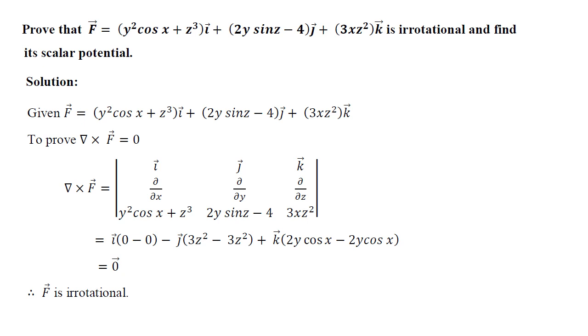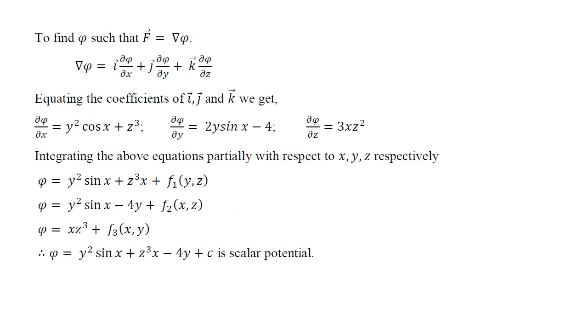So the cross product of del and f vector is going to be equal to i vector into 0 minus j vector into (3z square minus 3z square) plus k vector into (2y cos x minus 2y cos x). So obviously it is going to be equal to 0 vector. Thus we have proved that f vector is irrotational. Now we have to find its scalar potential, that is, we have to find the value of the scalar potential.